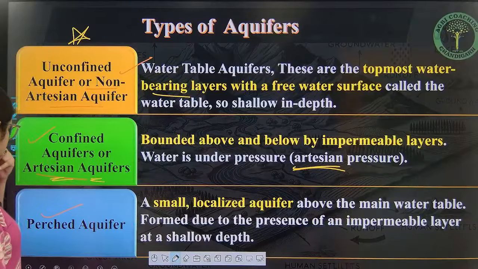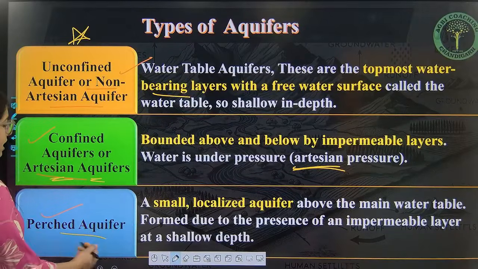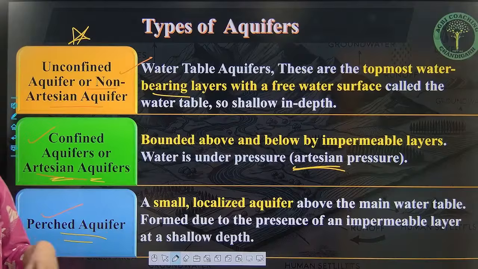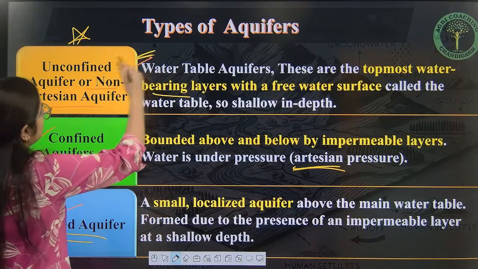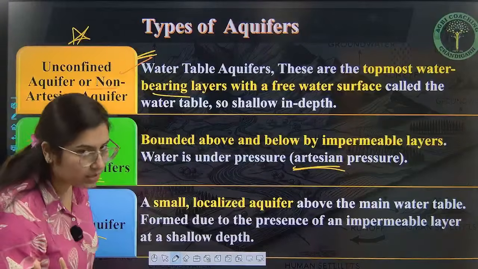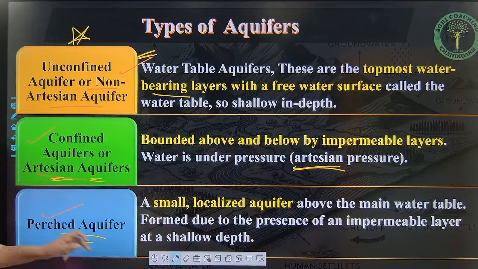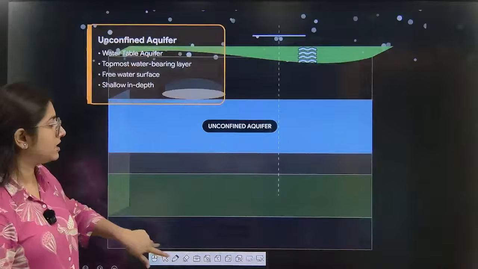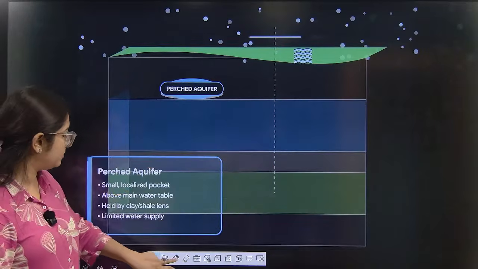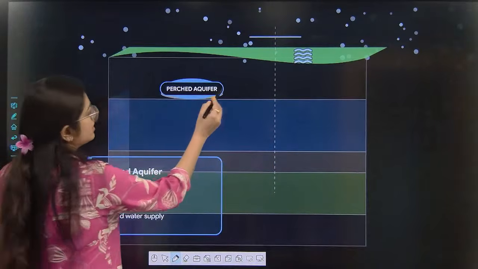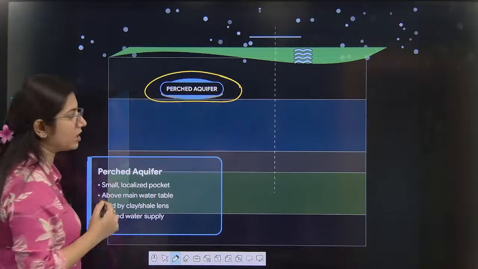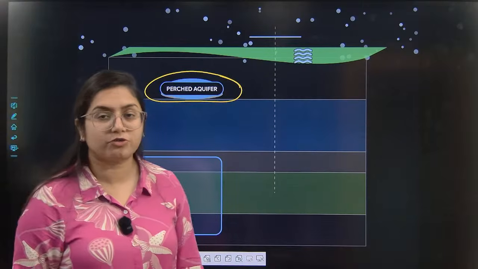Now, the third one we have is the perched aquifer. A perched aquifer is a very small, localized aquifer which is generally found above the unconfined one, above the main water table, formed due to the presence of an impermeable layer at a shallow depth. Now, see this image and it will be clear. This is your perched aquifer. This is where the perched aquifer is present.